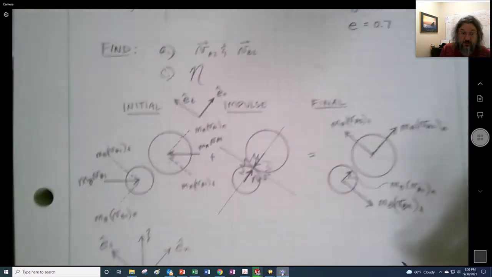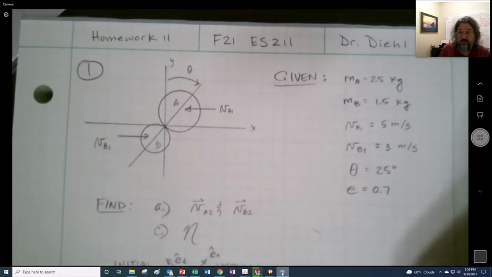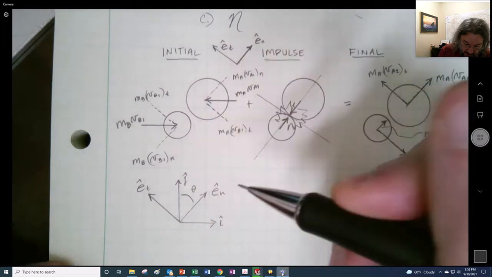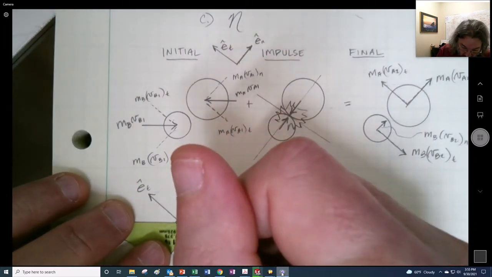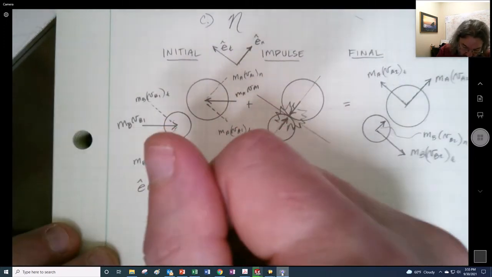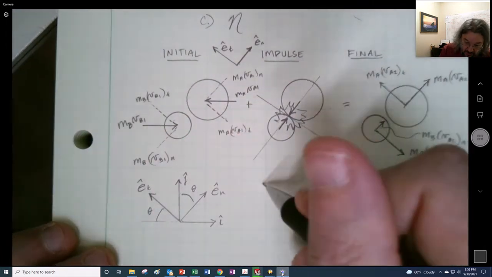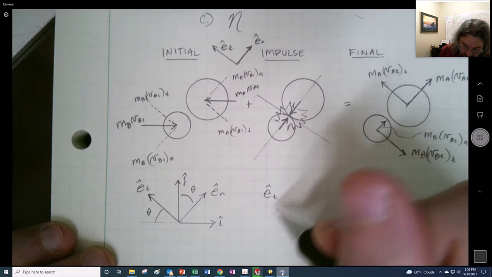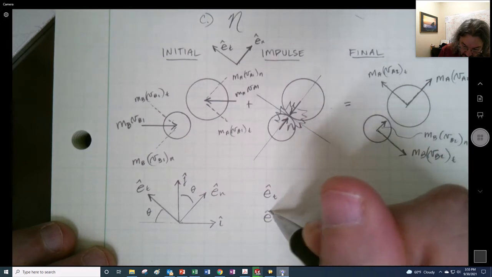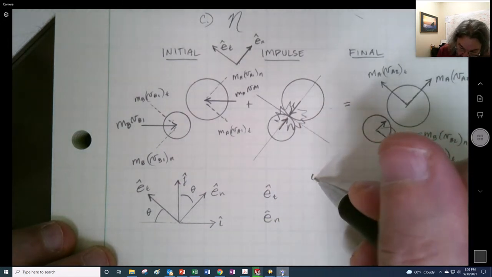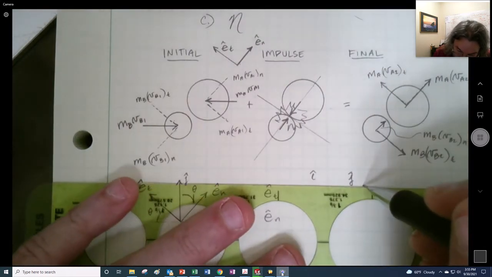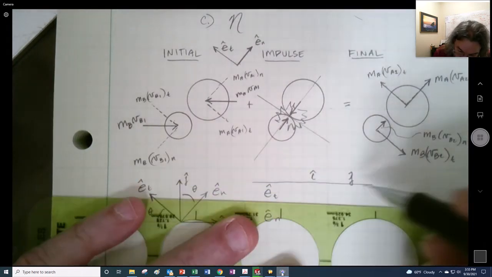The angle they showed us was this angle right there. They said it was 25 degrees, so let's keep that. Here's your theta. And if we take a look at this one right here, we can kind of ghost that, and this is theta as well. So the coordinate transformation, if we had ET and EN, and we had an I and a J, here we'll draw these in.